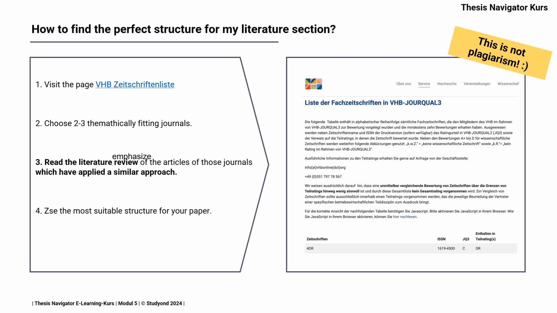For instance, if you're writing a paper in marketing, the European Journal of Marketing or the International Marketing Review might be good choices. Third, skim through the theory chapters of recent articles that have ideally applied a similar methodological approach to what you plan to use in your thesis. The fourth step is then to simply apply the most suitable structure you found to your own thesis. Please note that this has nothing to do with plagiarism.